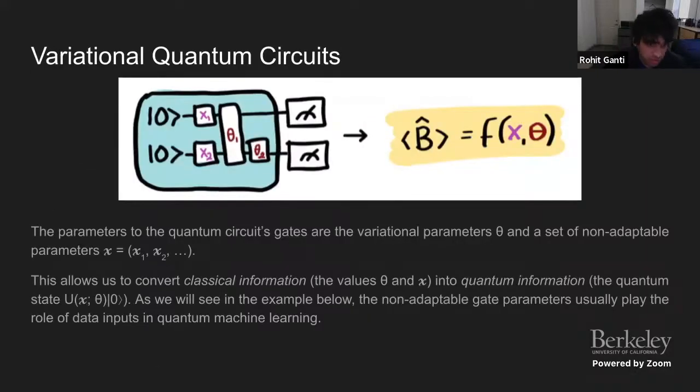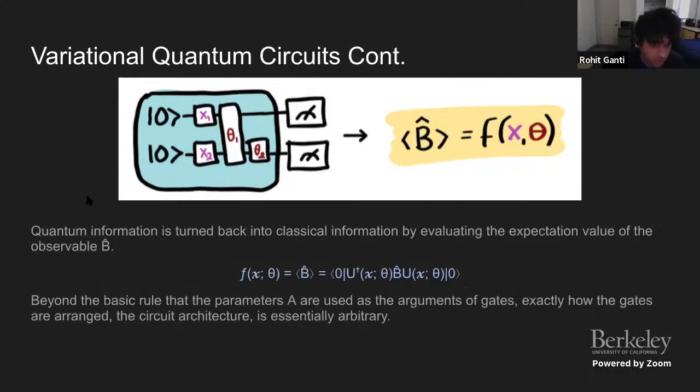So basically, what are variational quantum circuits? We have parameters to the quantum circuit's gates, and the parameter theta is a non-adaptable parameter, which converts classical information into quantum information. We will see in the example how these gate parameters usually play in data inputs in quantum machine learning.